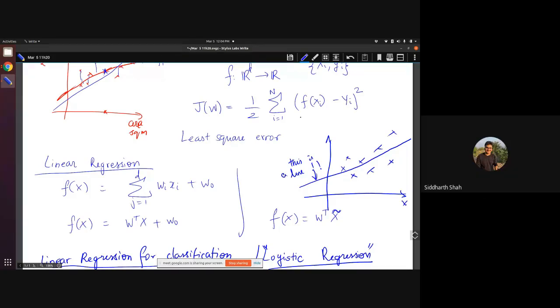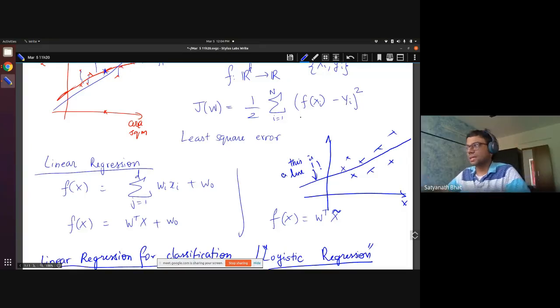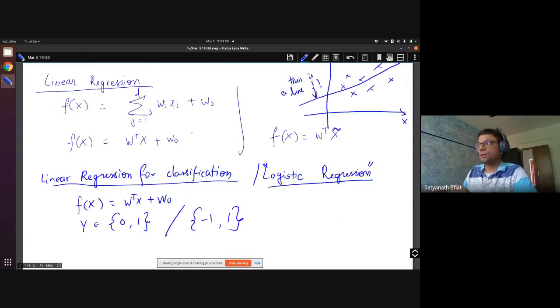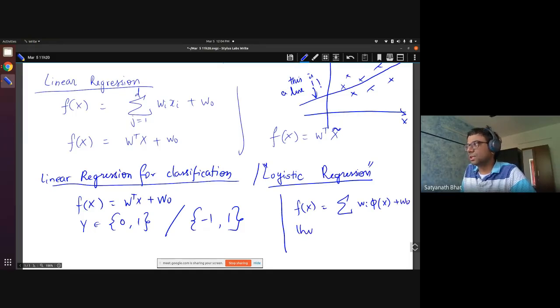Sir, I just have one doubt. We are calling this linear regression because it's linear in the w's, right? Yes, that is again a good point. Thanks for bringing that up. If we were to do, for example, something like this, w transpose phi of x plus w naught, this is also linear, because what we are trying to learn is linear in w.